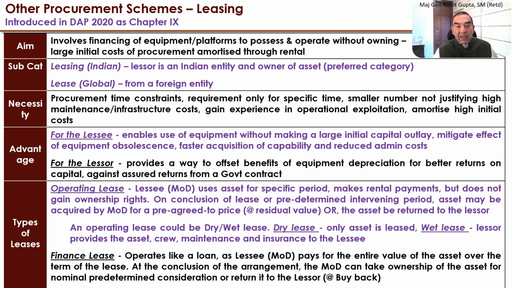It may be leasing Indian or leasing global. In leasing Indian, the lessor is an Indian entity and it is the owner of the asset. Obviously, it is the preferred category. Leasing global is from a foreign entity, as has been done for the MQ-9, which we took from USA.